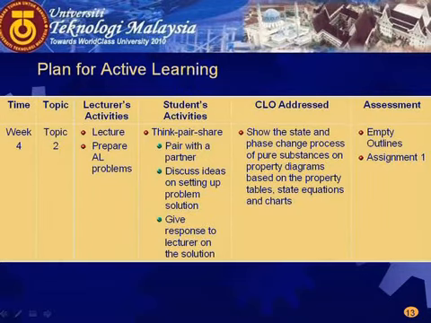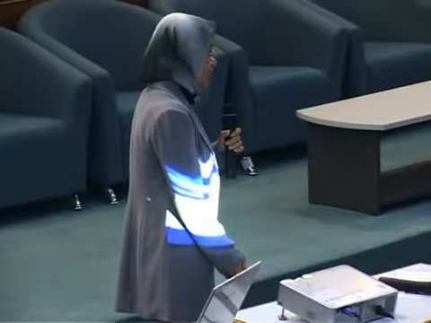So how do I assess them? I give them empty outlines. It's just a table with perhaps pressure and temperature, and then they have to discuss and figure out what is the state of the substance. Is it a compressed liquid? Is it a mixture? Is it superheated? And then that will be their assignment. Okay, so this is how I plan for my active learning. And later on, I would like to share with you a video of how I carried out this active learning.